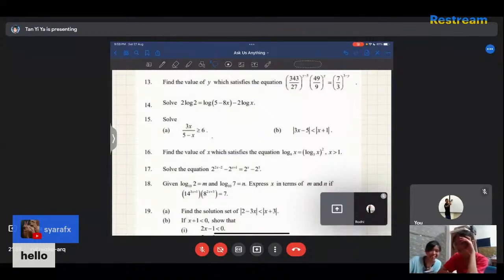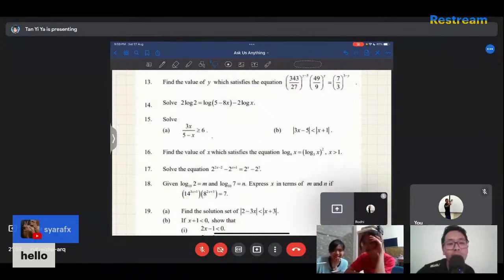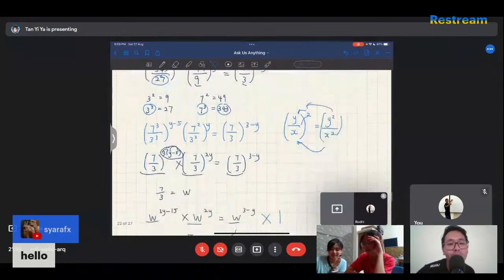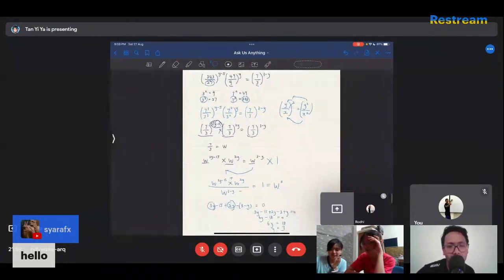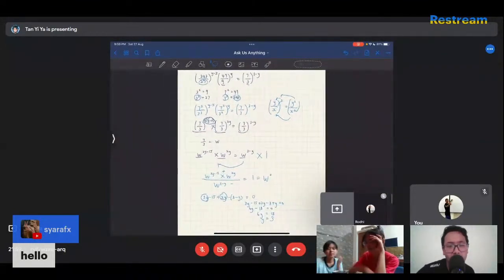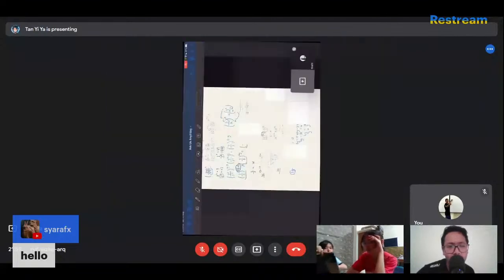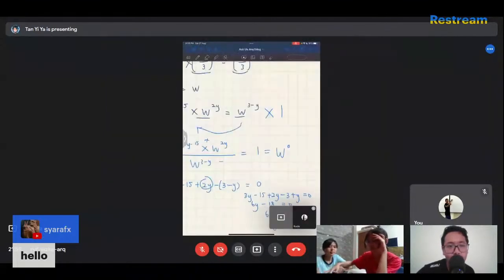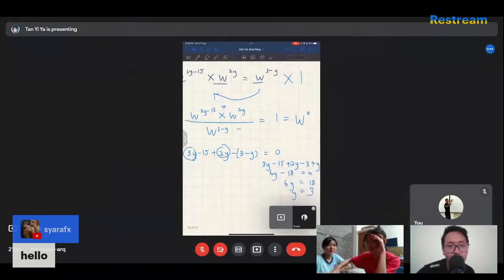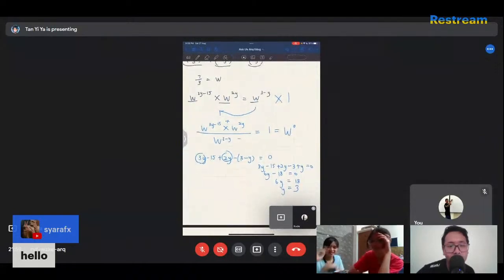Can I see the calculation just now? Okay, I think it's around there. Zoom a bit. Is it okay? All right, at that line.